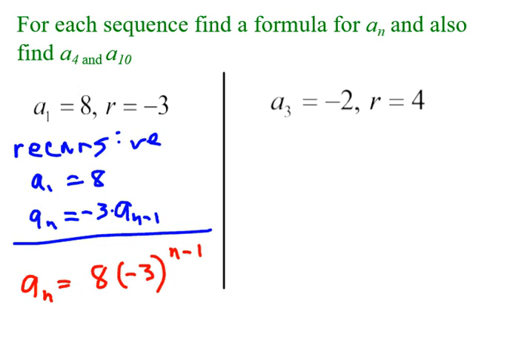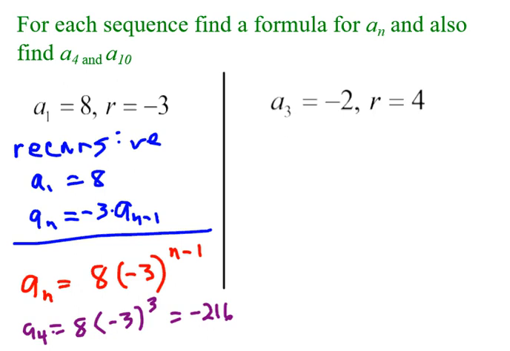I would take 8, so a4, I'm going to take 8 and multiply by -3 cubed. And that would be 8 times -27. Doing this on my handy calculator, I get -216. The next term, if I wanted a5, I would just multiply by -3 again.